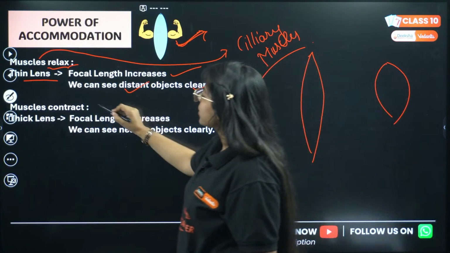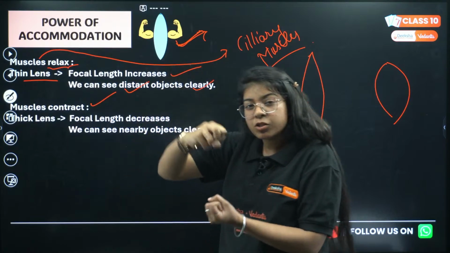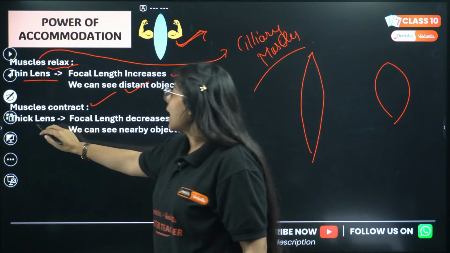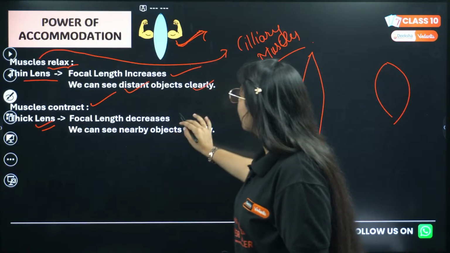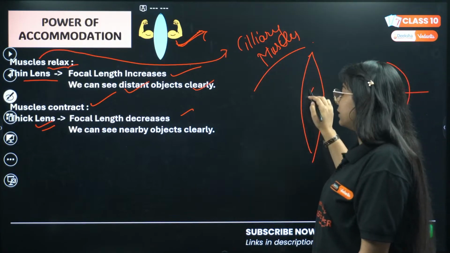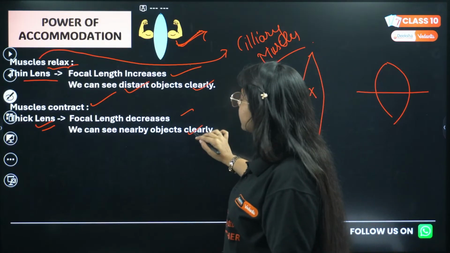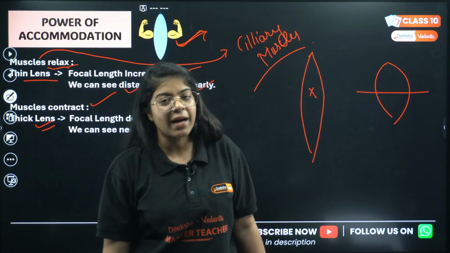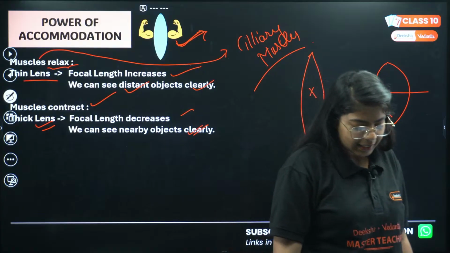Then if my muscles contract, the eye lens becomes thick and focal length decreases. It has definitely less focal length than this one, and we can thus see nearby objects very, very clearly. Correct?